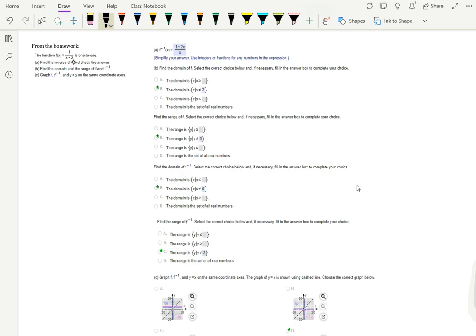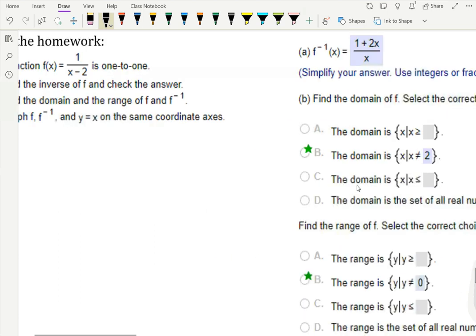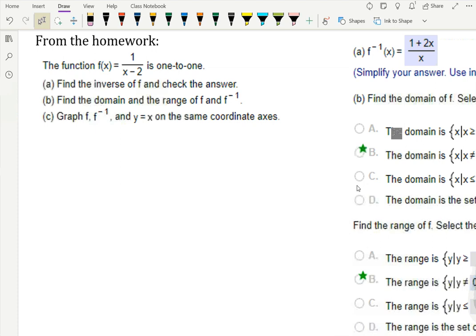So if I do 1 over x minus 2, what we're saying is our book is saying that the inverse should be 1 plus 2x over x. Let's see if we can go ahead and get that for ourselves. At this point, I would encourage you as you're watching to go ahead and pause the video and do all 3 of these. Do A, do B, do C, and then see if we agree in the answers.